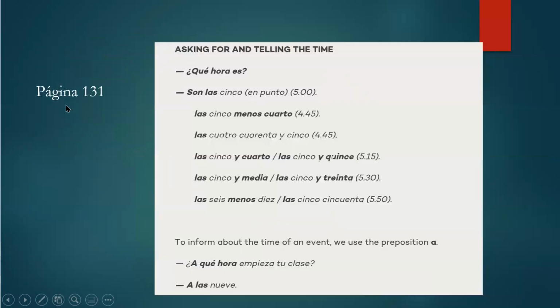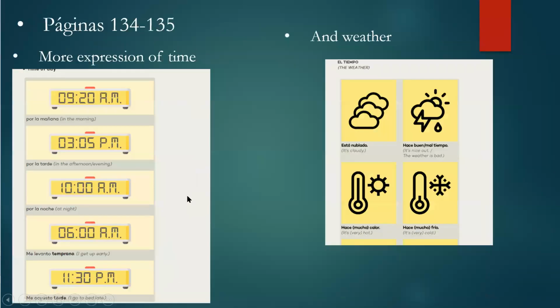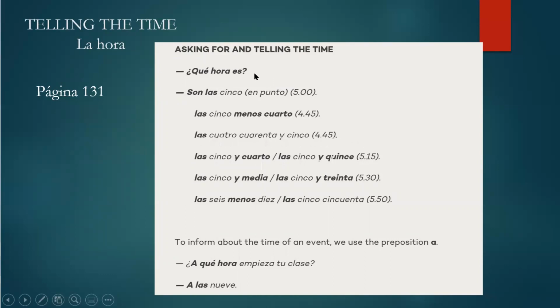Now, if you go to page 131, there is some information that you might like to review. You can practice the time here. So, ¿qué hora es? Son las 5. En punto means o'clock, on the dot. ¿Qué hora es? This one here? Las 5 menos cuarto. Oh, we haven't done that one. Yes, I'll explain this in a minute.